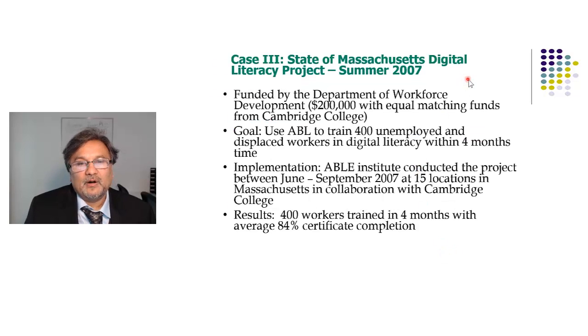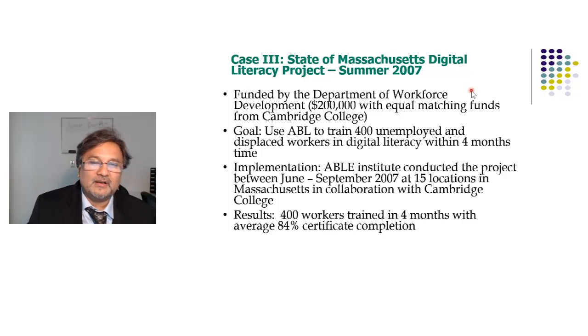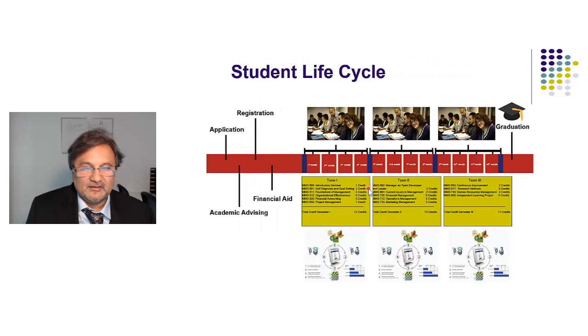So then we got funding from the Department of Workforce in the state of Massachusetts in the United States, and we did 400 workers all around the state. This is the case study which we did. In 4 months, we got 84% of these 400 workers trained. And now we can train millions of workers in a very, very short amount of time in digital literacy.